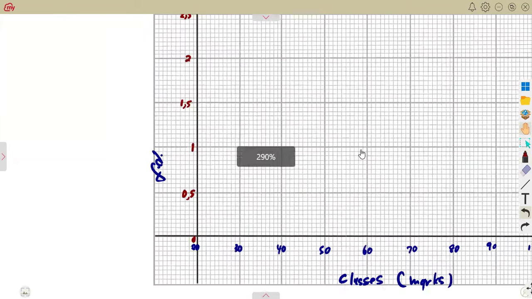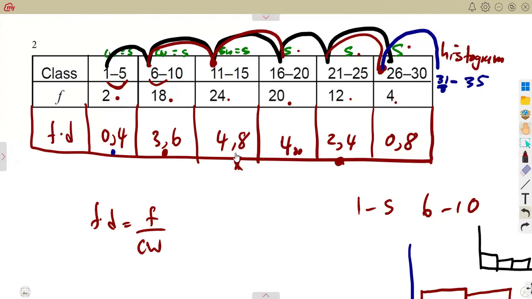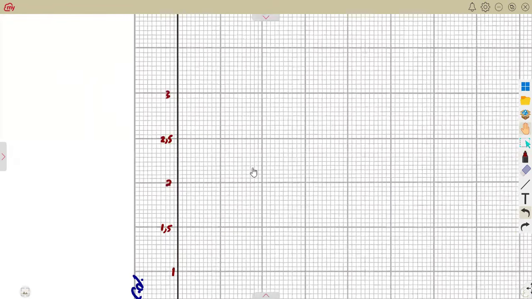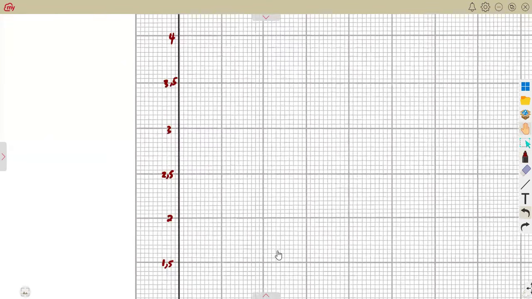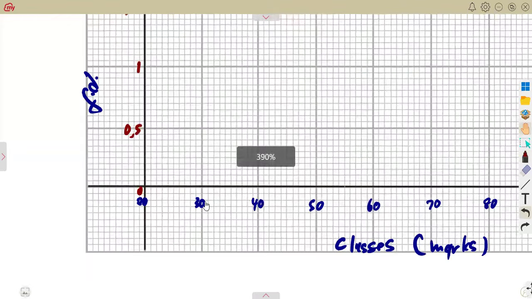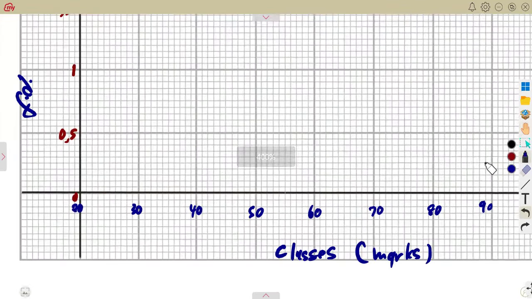The biggest value that we can see there is 4.8, so we need at least up to 5 for us to have 4.8. So this is 3, 3.5, 4, 4.5, and this is 5. At least we can have the 4.8. Let's analyze that scale, because it is very, very important. 10 boxes represent 0.5.